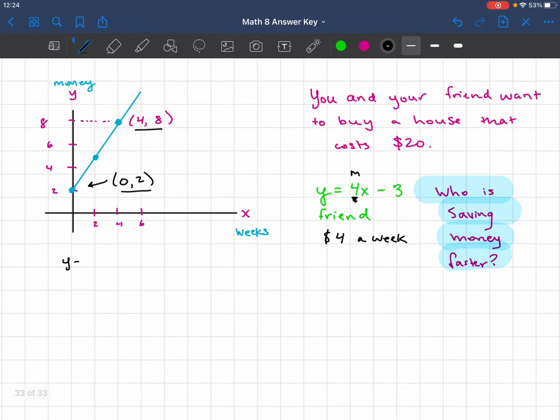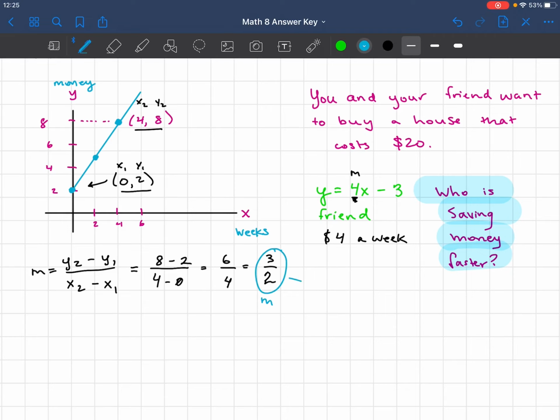So what we can do is pull out our formula, y2 minus y1 over x2 minus x1, in order to find the slope or the rate of change. Filling in those values, y2 minus y1 is 8 minus 2, all over x2 minus x1, which is 4 minus 0, and we're going to get 6 over 4. That simplifies to become 3 over 2.